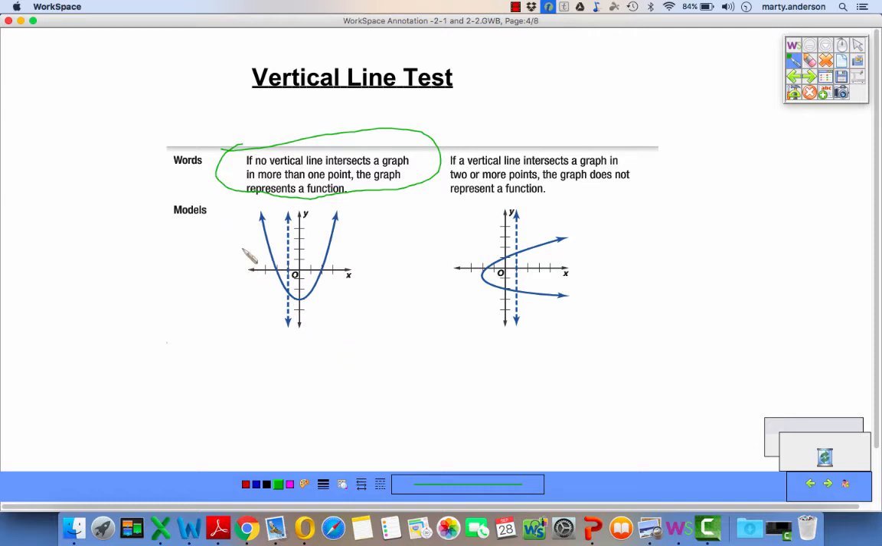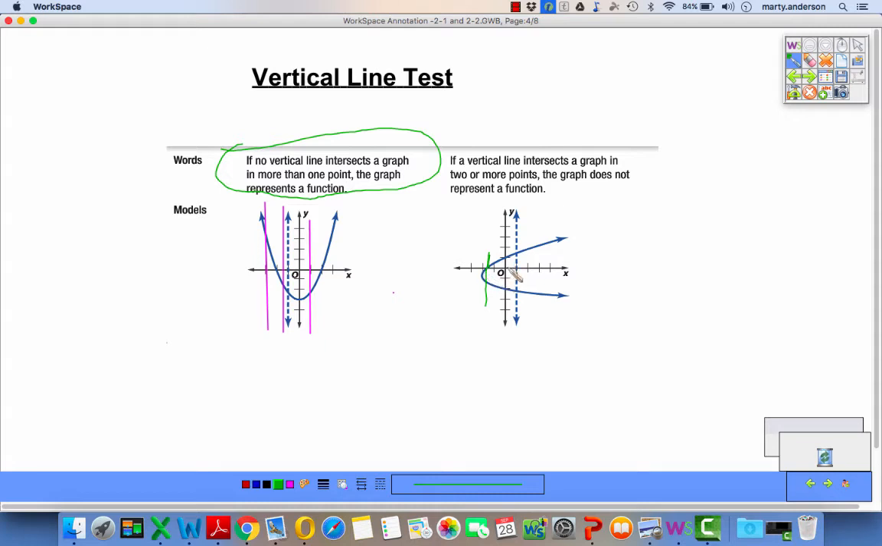So I like to move my pencil from left to right. If we move from left to right and we draw vertical lines, verticals, verticals, and I'm only hitting in one spot, I will be a function. And if you look at this one, so I move it from left to right. As soon as it fails, it fails. So right here it fails.